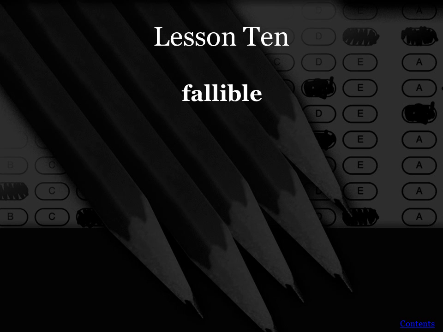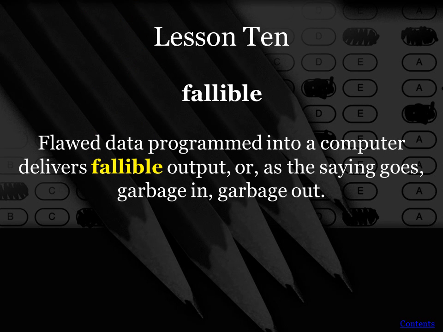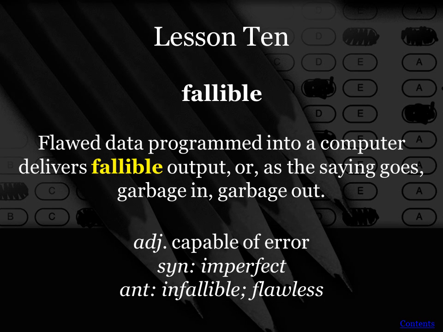Our next word is fallible. Flawed data programmed into a computer delivers fallible output, or, as the saying goes, garbage in, garbage out. We have a couple of different context clues here. The first word in the sentence, flawed, you know if something is flawed, it's messed up. There's a mistake. There's an error. Garbage in, garbage out. Garbage is also negative, so fallible is going to be negative. It is an adjective. It's describing the noun output. Here's our definition. Capable of error.